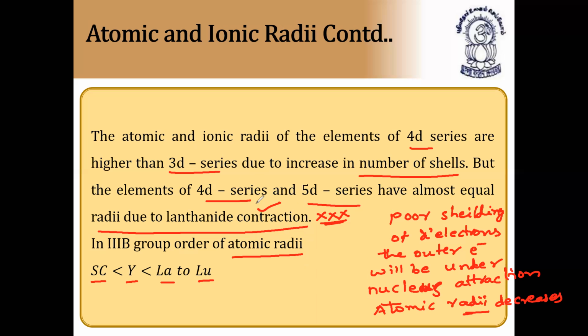So why is it decreasing? Why are the atomic radii of the 4d series and 5d series comparable? They have almost equal radii because of lanthanide contraction, due to poor shielding of d electrons. The outer electrons will be under nucleus attraction, so atomic radii decreases. So note down this statement in your classwork.